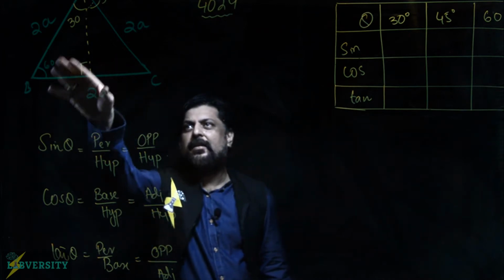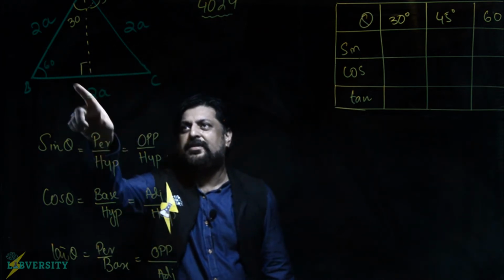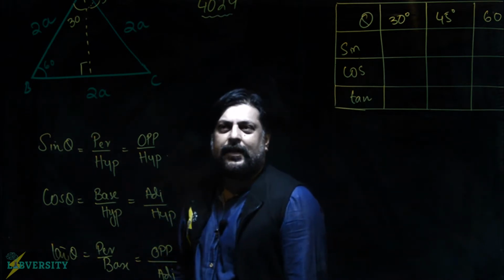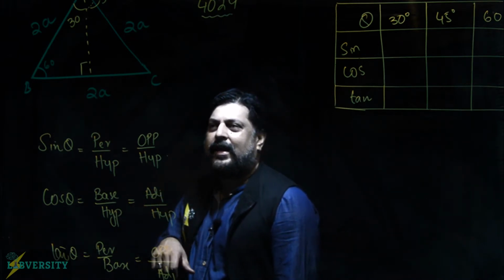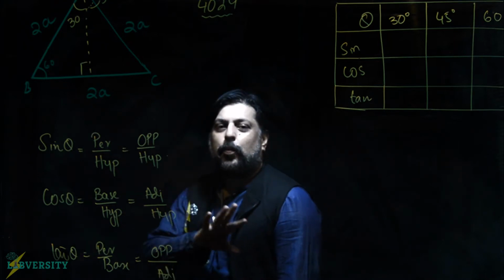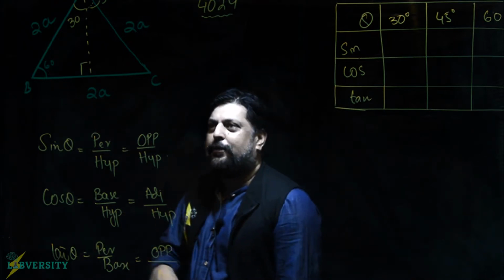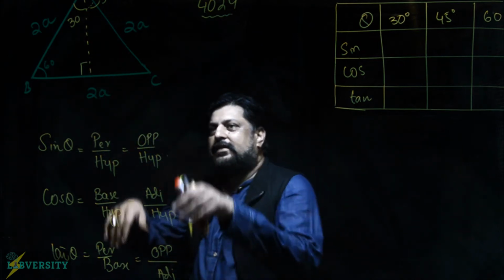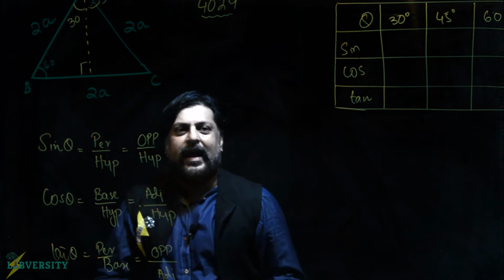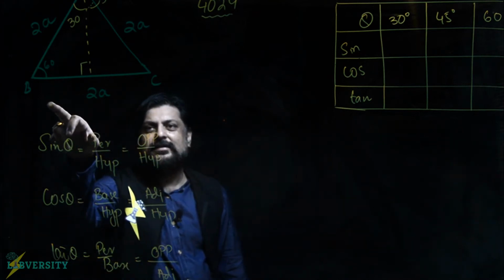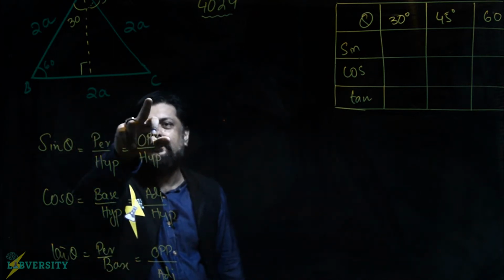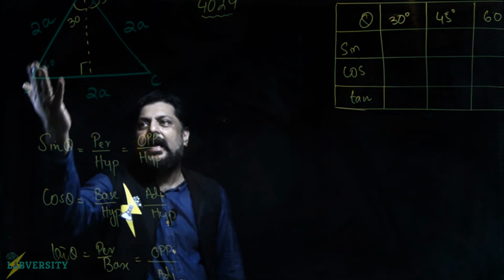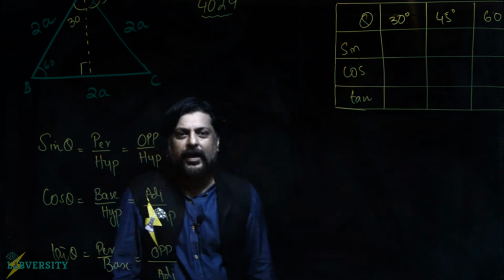Let's consider an equilateral triangle. Equilateral triangle means all its sides are equal and all its angles are equal. When 180 is divided into three equal parts, we get 60, 60 and 60. All sides are equal. Let's assume that this is BC. The length BC is 2A. Then AC will automatically also be 2A and AB will also be 2A.